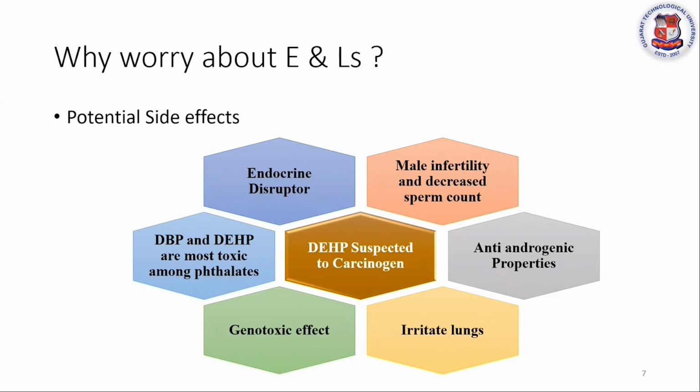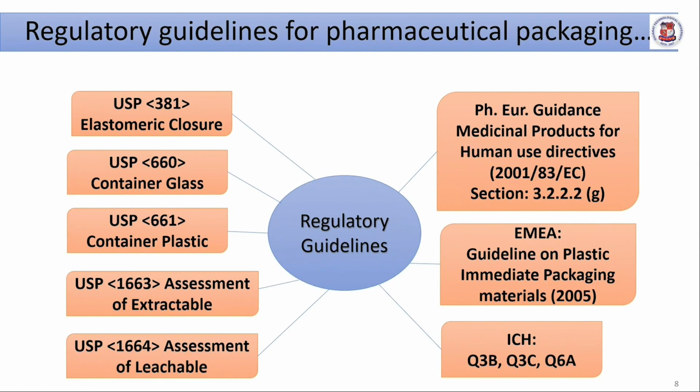So what are the side effects of these plasticizers, or we can say phthalates, or extractables and leachables? They have side effects as endocrine disruptors. They may cause male infertility and decrease sperm count. They have anti-androgenic properties, irritate the lungs, and have genotoxic effects too. And out of all these phthalates, DBP and DEHP, diethylhexyl phthalate, are the most toxic compounds.